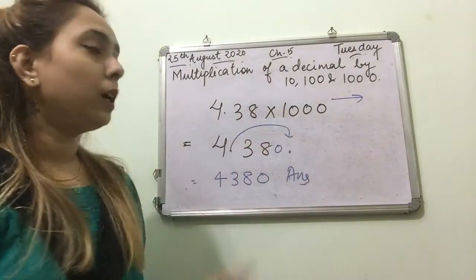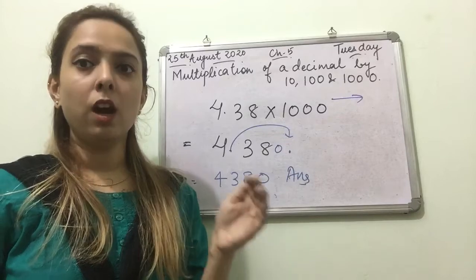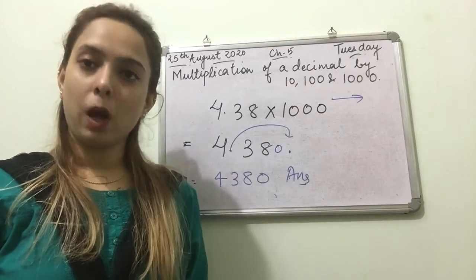So this was the way to multiply a decimal by 10, 100 or 1000.